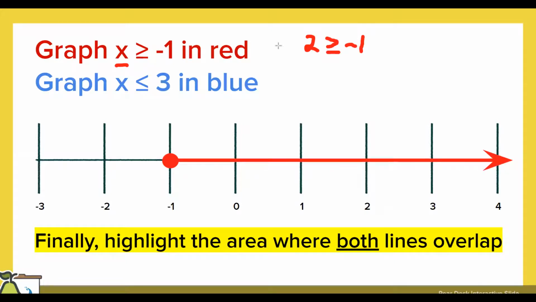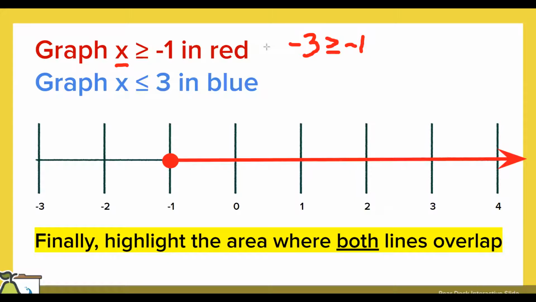But let's say you didn't pick 2. Let's say you picked something that doesn't work, such as, I don't know, -4 or -3 even. -3 is not greater than or equal to -1. So we agree that -3 is not a solution. Since it's not a solution, that means our arrow can never touch -3. So to avoid it, it goes in the opposite direction. No matter what, our arrow will go to the right.